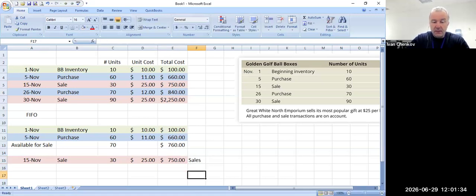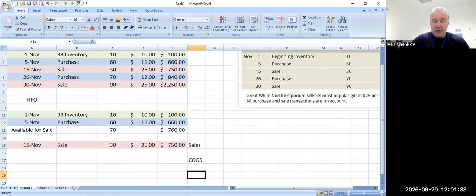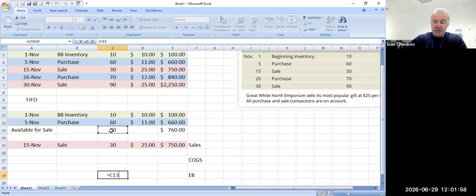Now we're looking for the cost of goods sold. And how much is our ending inventory? That's what we need to know. After these sales, how much is our cost of goods sold and how much left at our ending inventory. As a number of units first, we have available 70. We sold 30. Our ending balance is going to be 70 minus 30, correct?